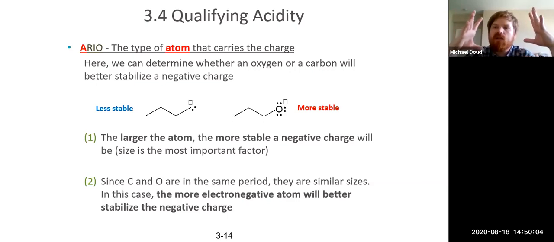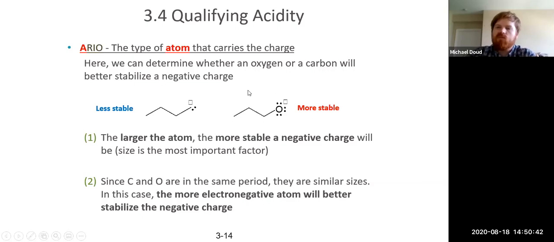So in that case, the sulfur is going to be the stronger acid because it stabilizes the negative charge of the lone pair better. Now in this case, we have carbon and oxygen. Those are in the same period, so it's no longer about the size of the atom. It's actually about which one is more electronegative. The more electronegative atom better stabilizes the negative charge. In this case, carbon versus oxygen, oxygen is more electronegative than carbon. So that means this is the more stable conjugate base and thus the more acidic compound.